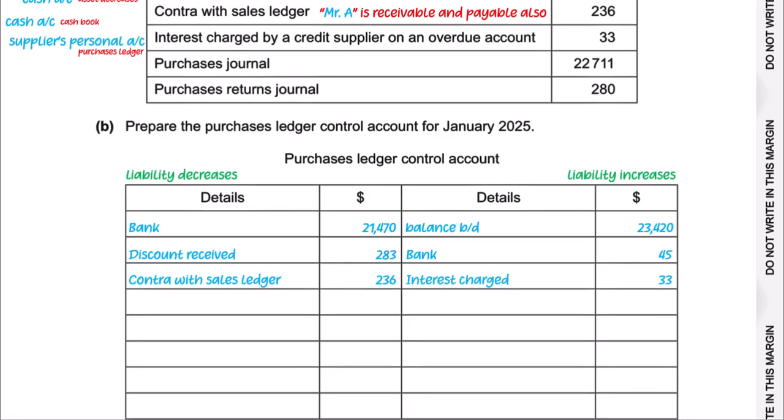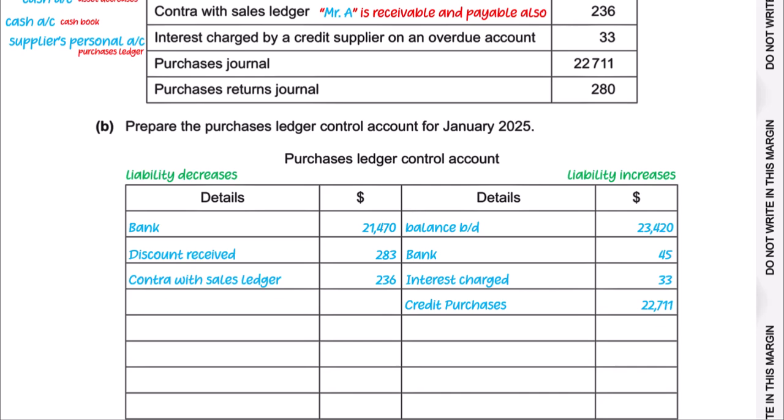Then it is written purchases journal 22,711. This is a very simple matter. This is the total of the purchases journal, meaning the credit purchases, which indicates that the business liability has increased. Therefore, this will be written on the credit side. So let's write credit purchases here and write down its amount.